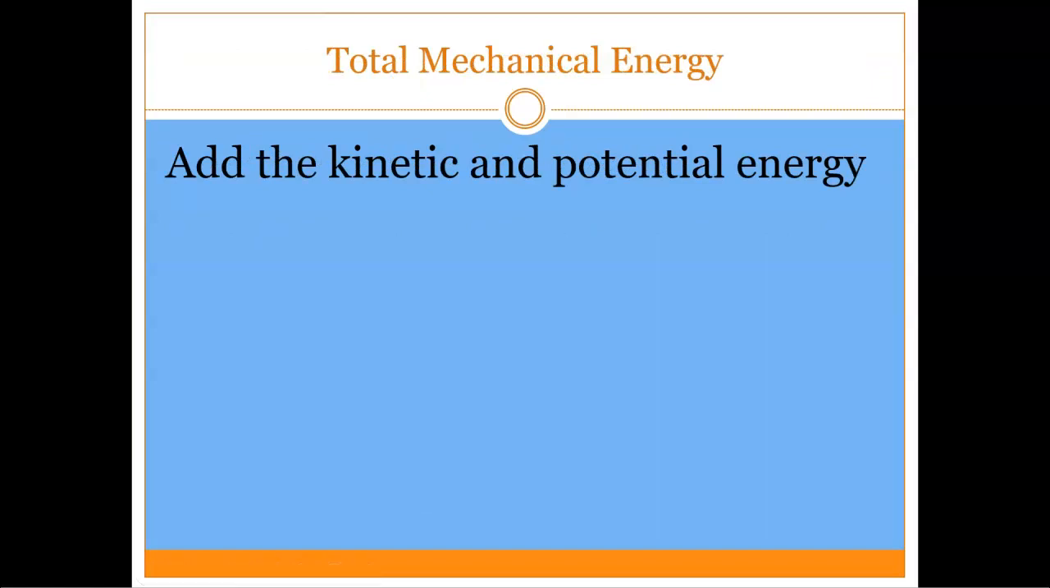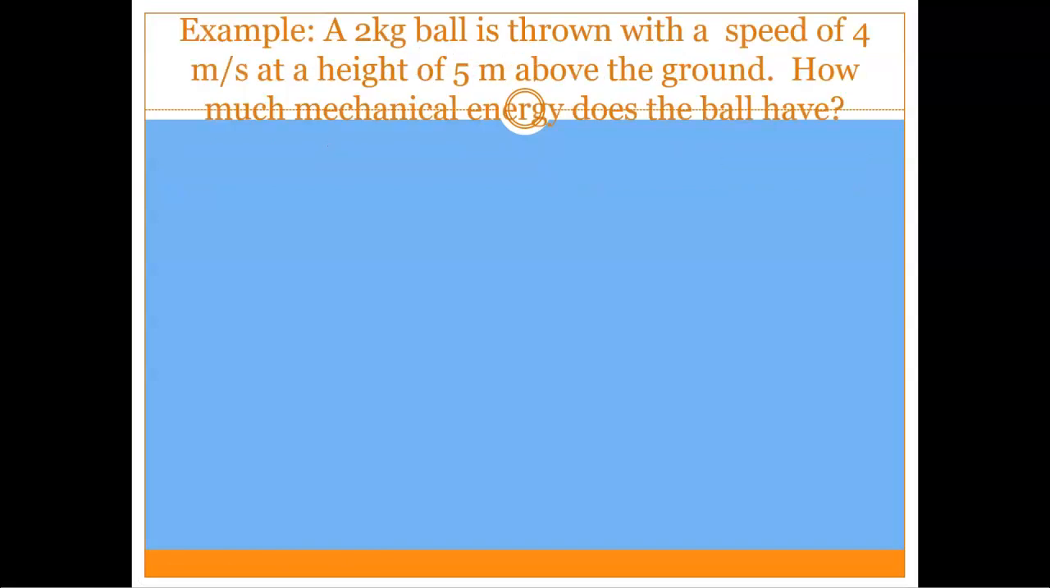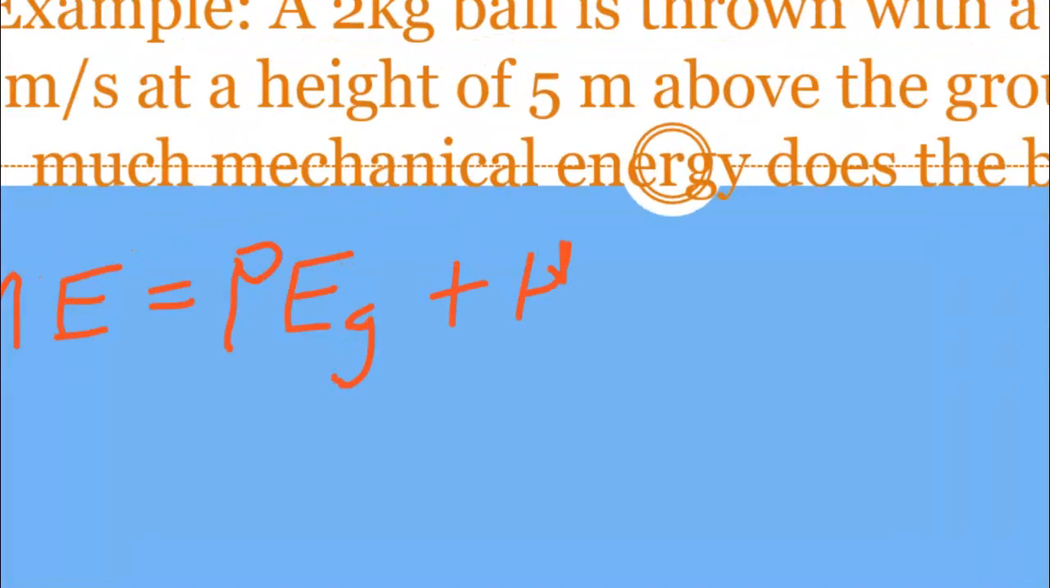So total mechanical energy is adding up all of the kinetic and potential energies, just like I was just saying. So let's try that out. A 2 kilogram ball is thrown with a speed of 4 meters per second at a height of 5 meters above the ground. How much mechanical energy does the ball have? So we're going to say ME equals all the energies added up. This has a height and a speed, but no spring. So we're saying yes to PE gravity, because that's the height, and to KE, because it has a speed.